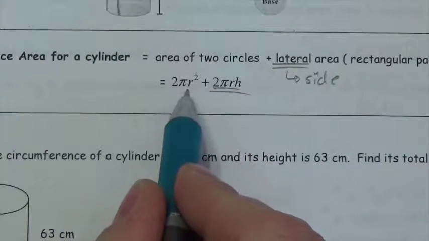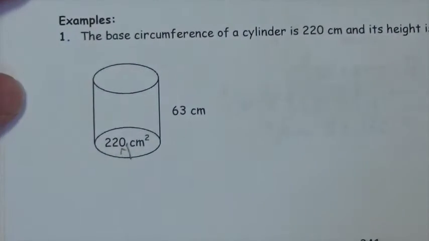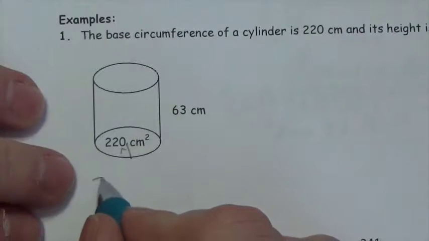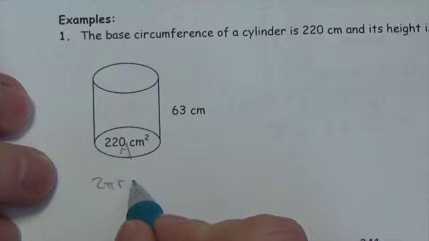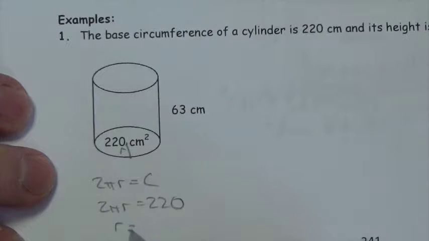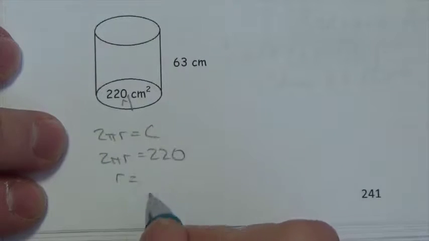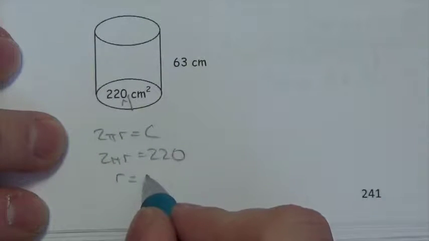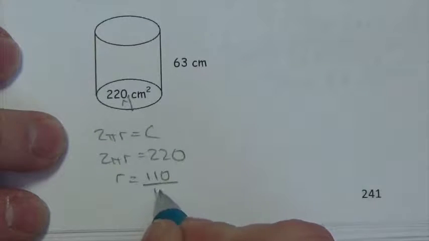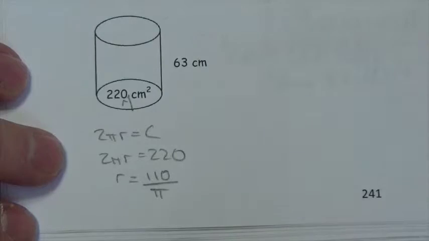What I don't know is what the radius is, and that's what I need to be looking for here. So 2 pi r is equal to the circumference, and right now 2 pi r is equal to 220. And so now to get my radius, I will divide both sides by 2 pi. Now, when I divide 220 by 2, I'm going to get 110. Dividing by pi is a little more awkward here. It requires the calculator, and I'm not going to do that right now. But there's my radius.